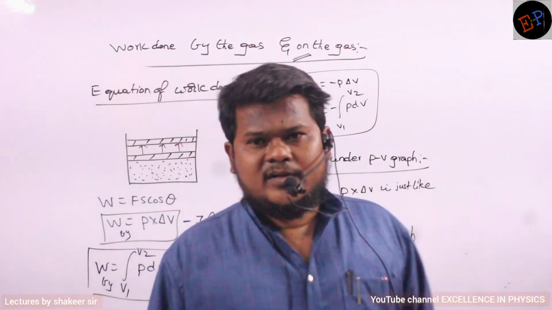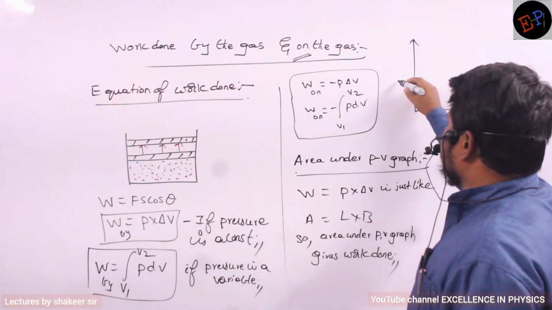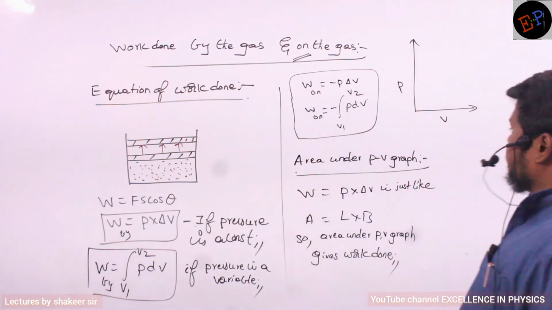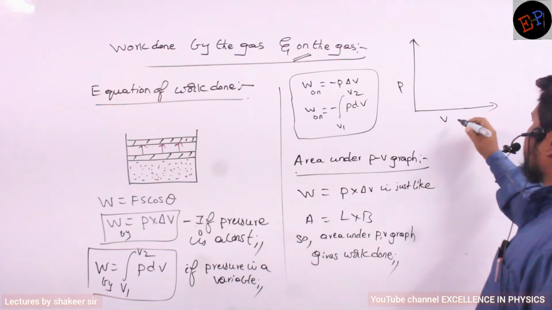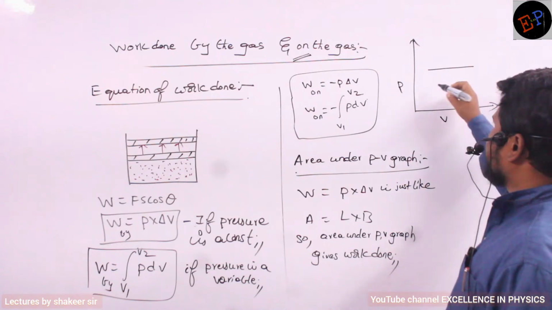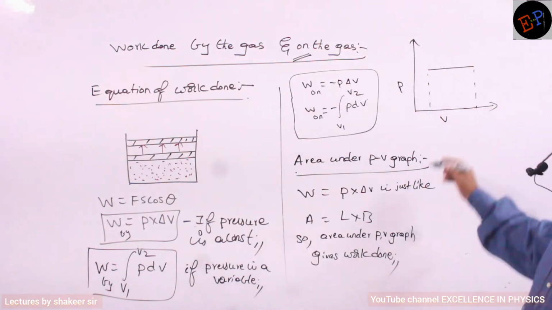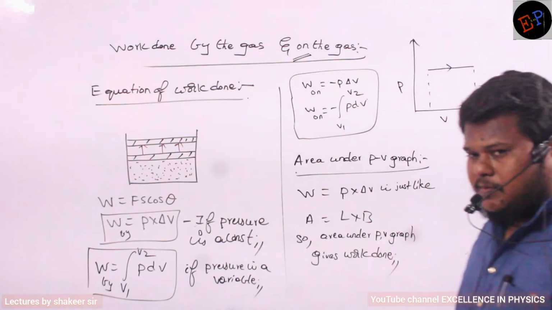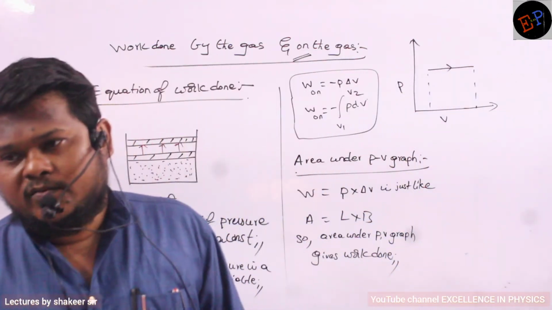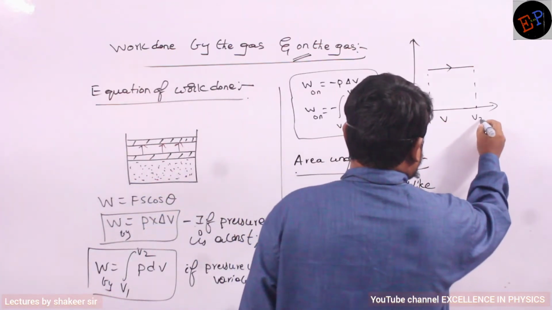For example, if I draw one graph, clear, ma? For example, consider this is the graph. So this is pressure and this is volume. Okay, ma? And consider the graph is like this. So when you look at this graph, what do you understand? Pressure is constant, volume is changing. Clear, no, ma? So let initial volume be V1, final volume be V2.